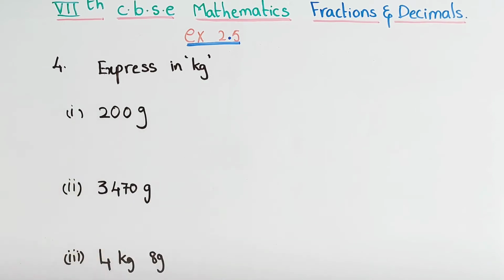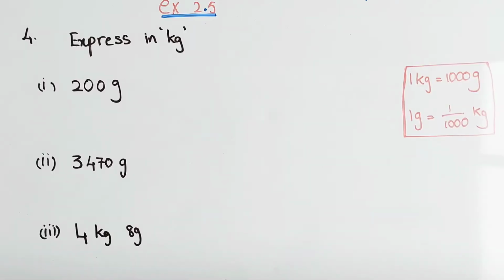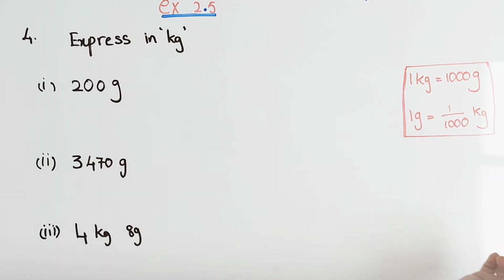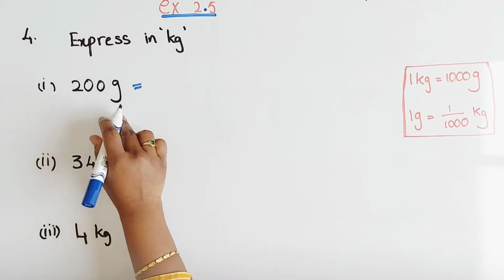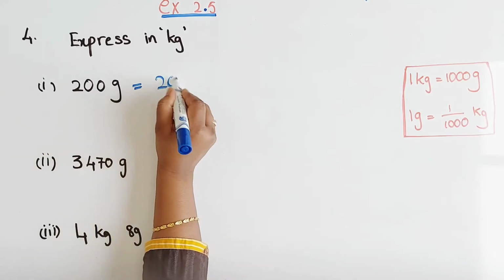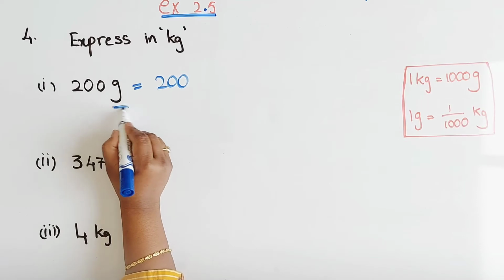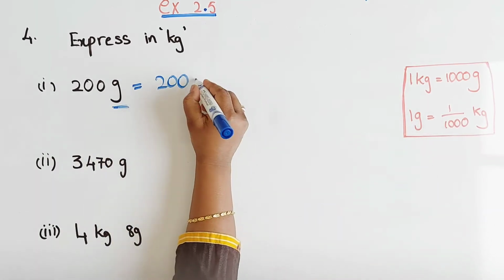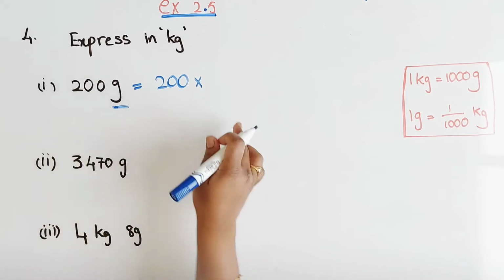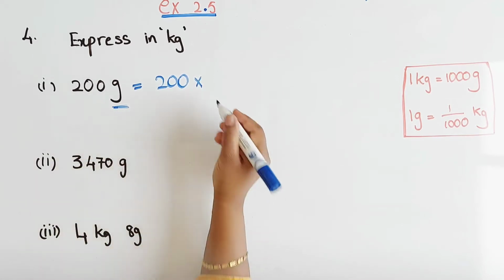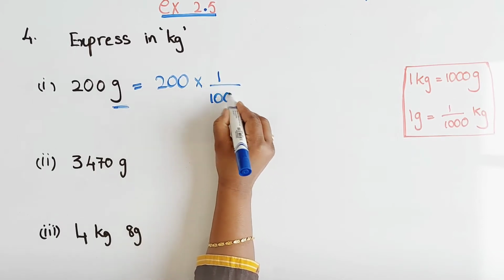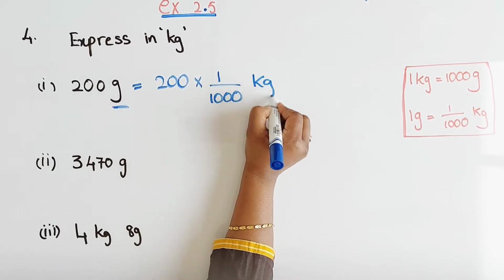First one, 200 grams. Here we already know, children, 1 kg equals 1000 grams and 1 gram equals 1 by 1000 kg. Here they have given 200 grams. So 200 I am writing as it is. In the grams place I am writing 1 by 1000 kgs, because we have to change grams to kg, right? So in the grams place, 1 gram equals 1 divided by 1000 kg.